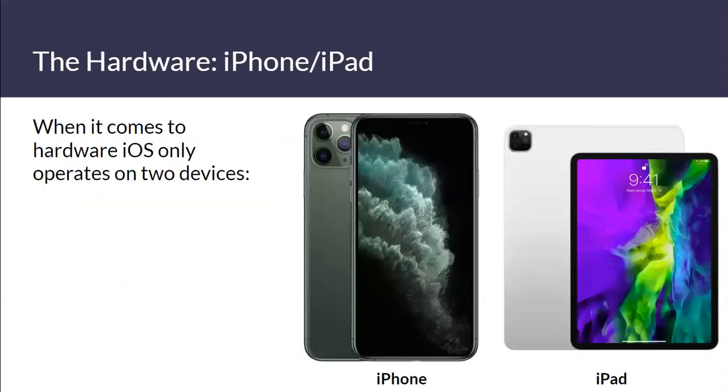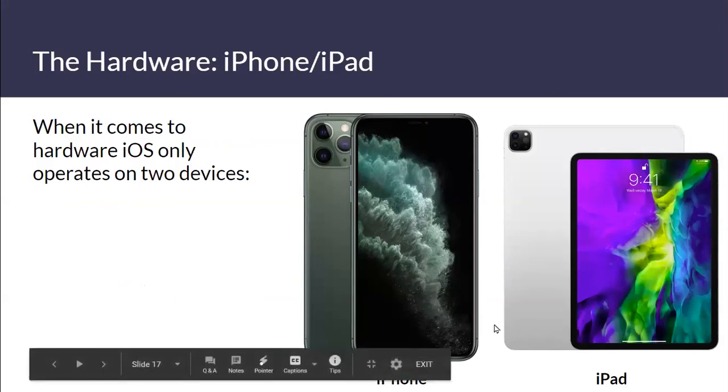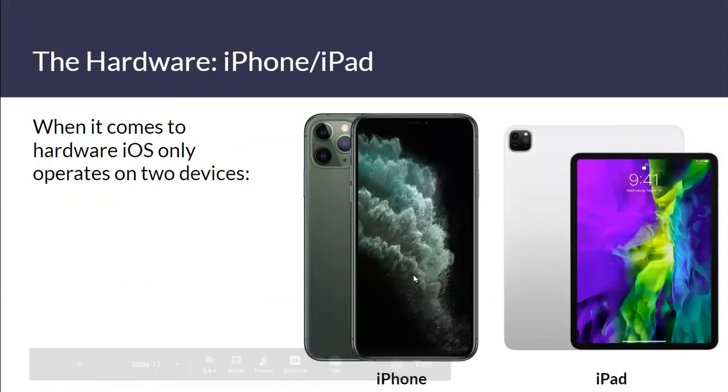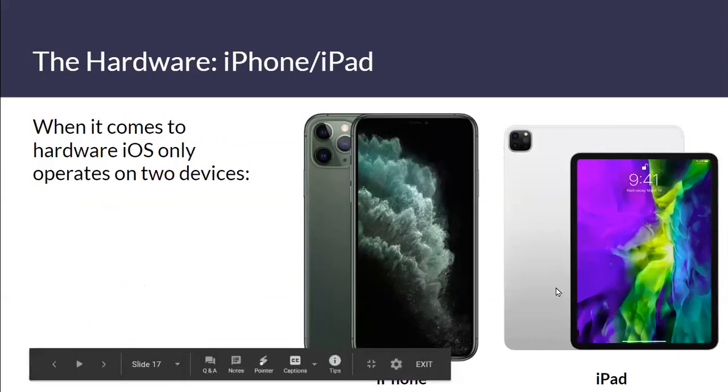The hardware for iPhone and iPad. When it comes to hardware, iOS only operates on two devices. And as you can see here, the iPhone looks like this, and the iPad looks like this. Now they can vary depending on the version that has been released.